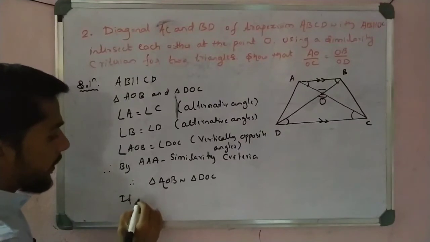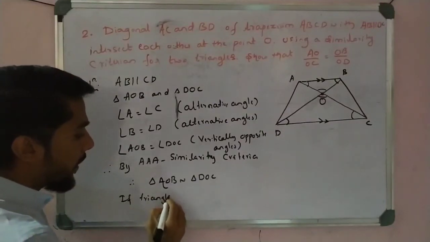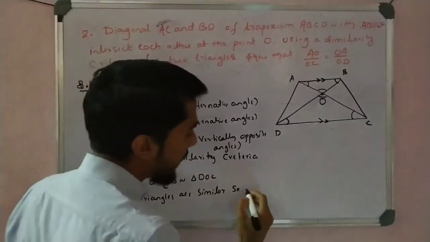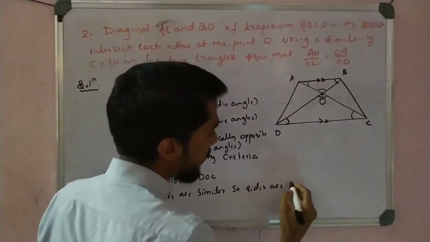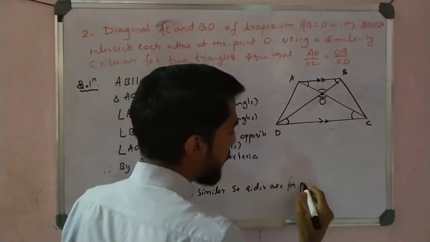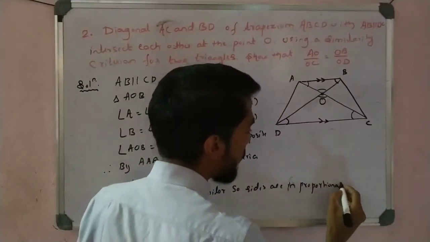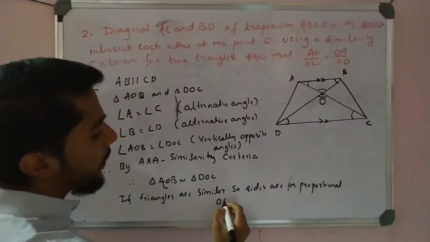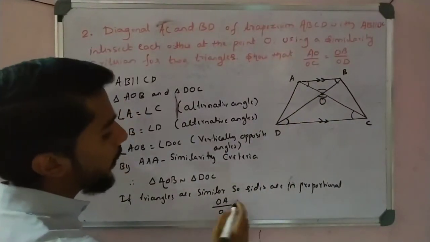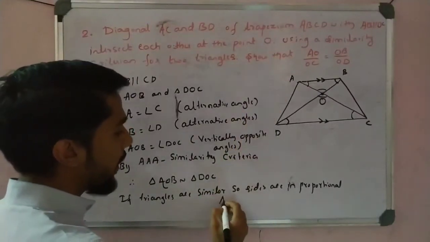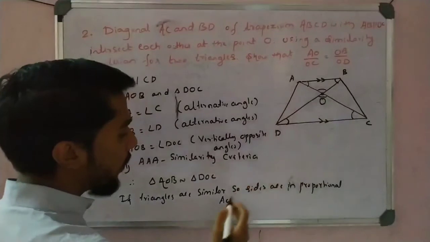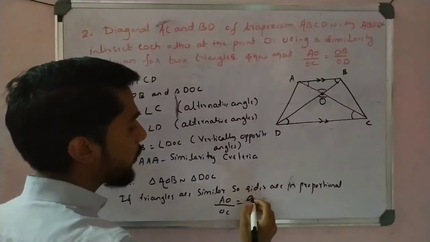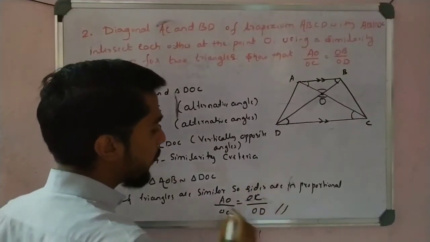If triangles are similar, so sides are in what? Sides are in the same proportion, by the BPT theorem. So what happened? OA is proportional to OC, or AO, take as per the question. AO of triangle AOB corresponds to OC of triangle DOC, and OB of triangle AOB corresponds to OD, right? So we prove this one.